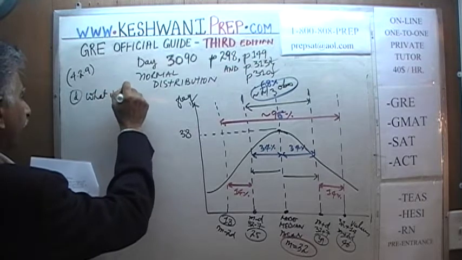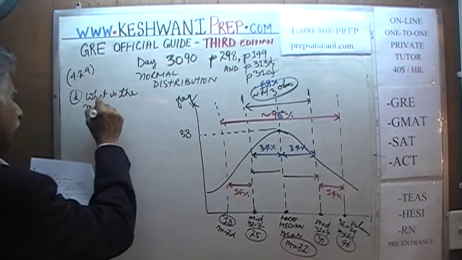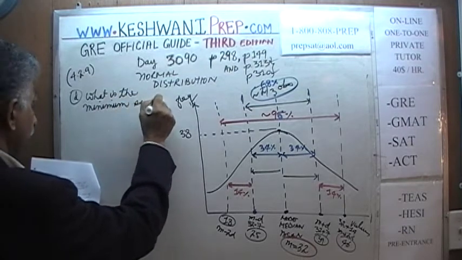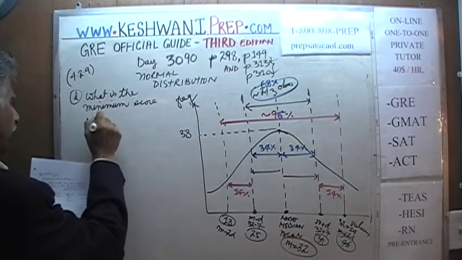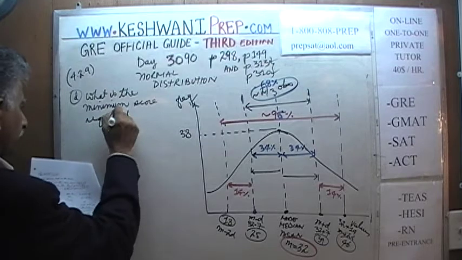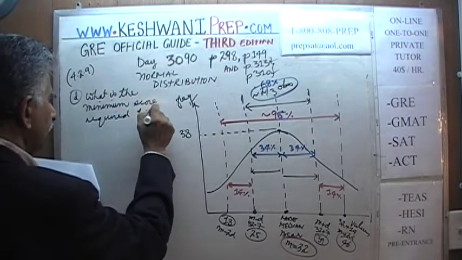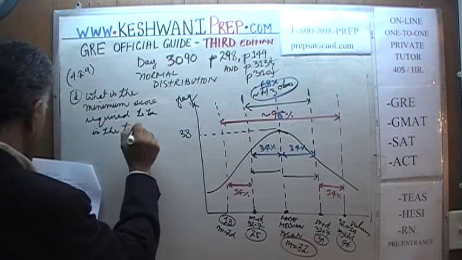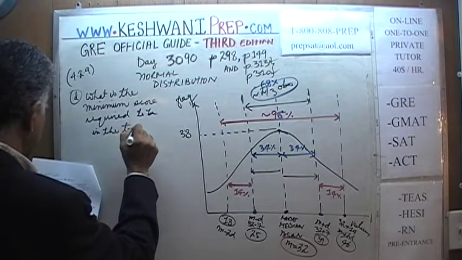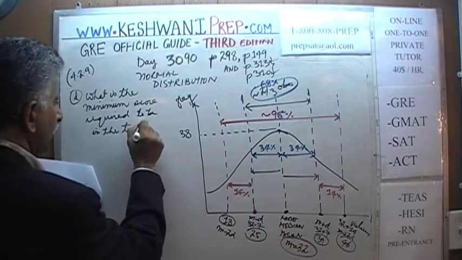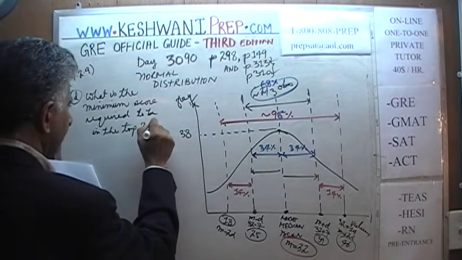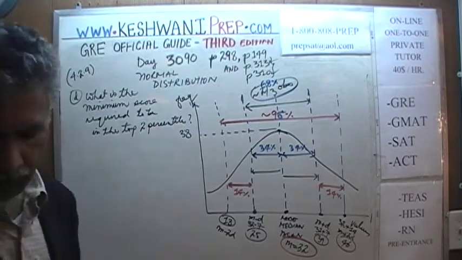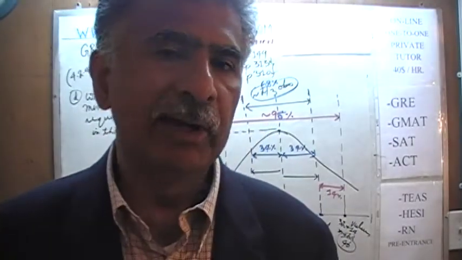What is the minimum score required to be at the top 2 percentile? I want to know what kind of score I should get.